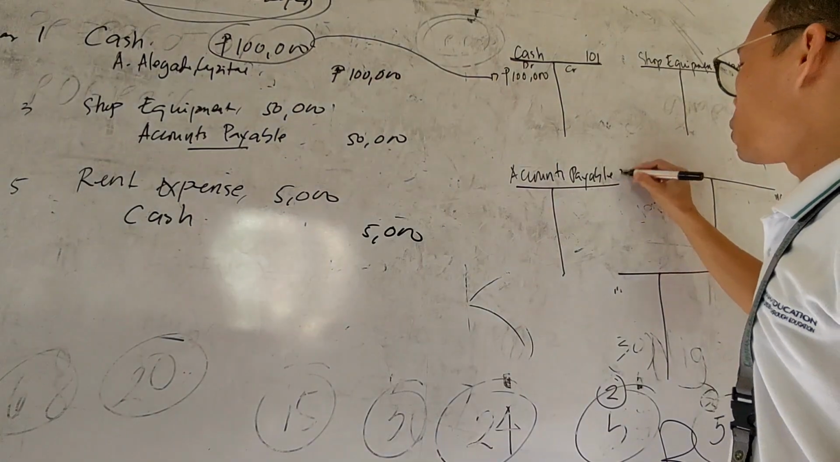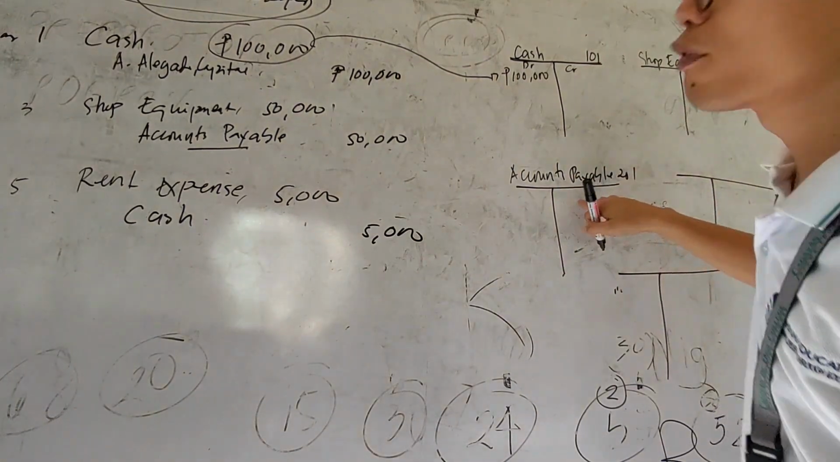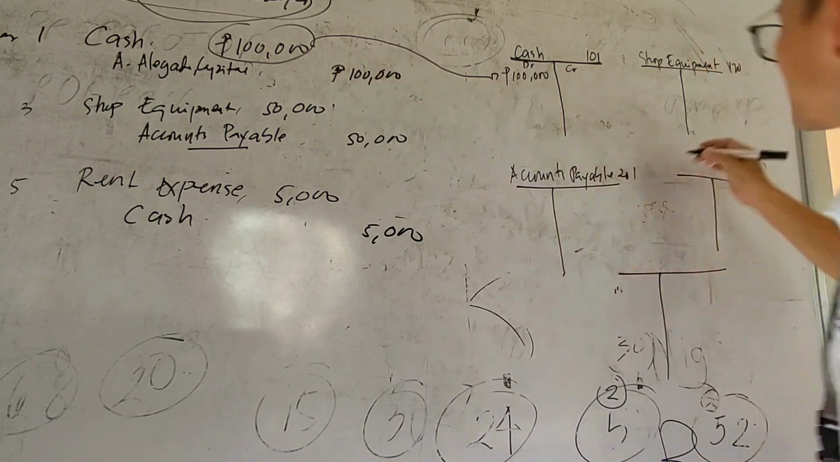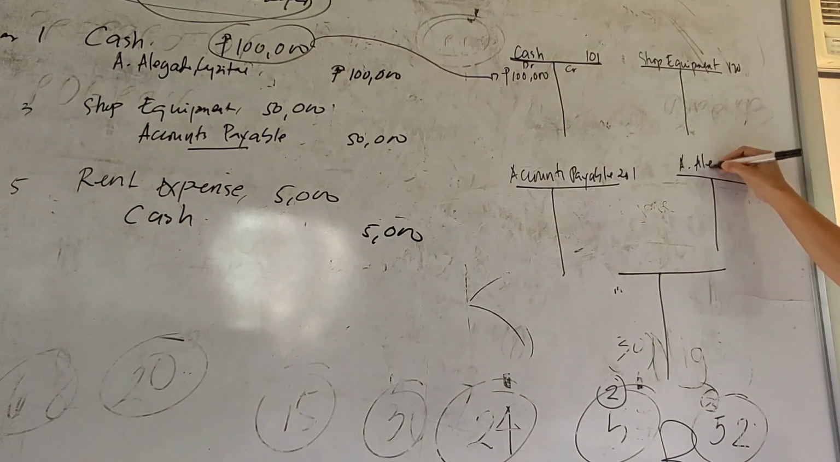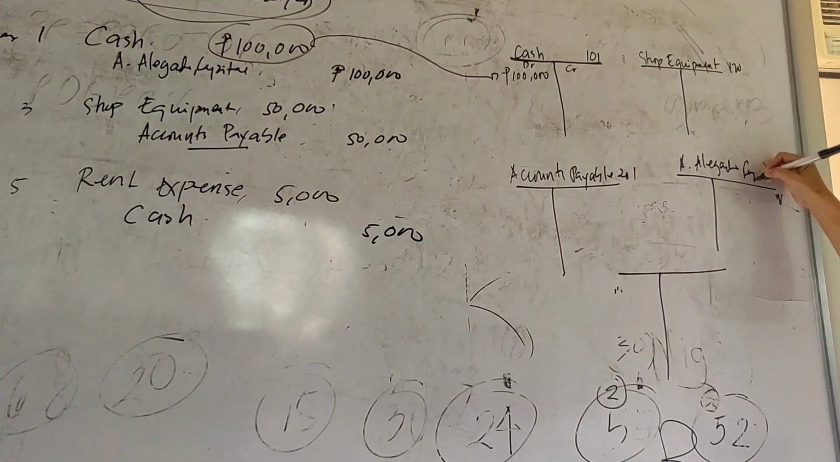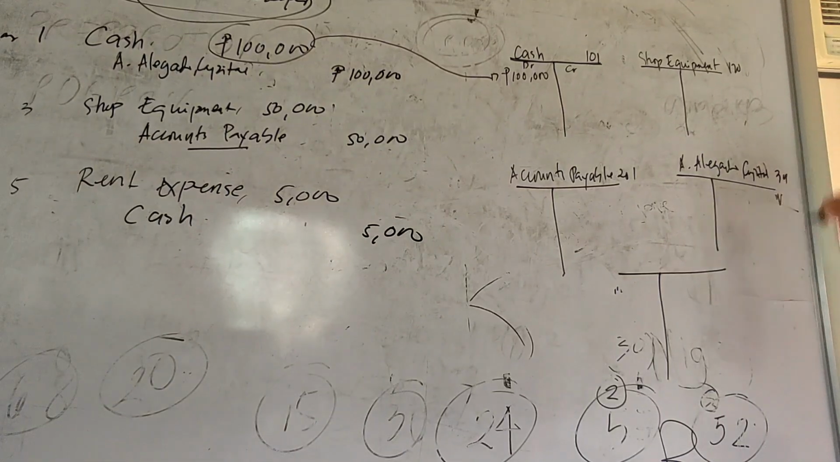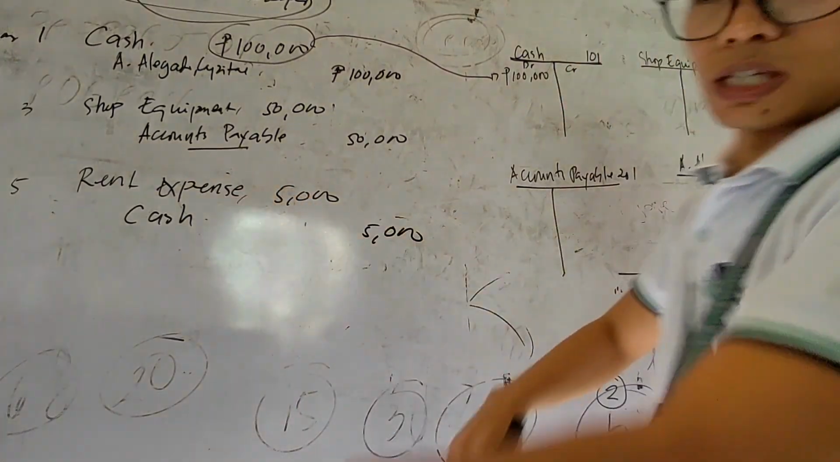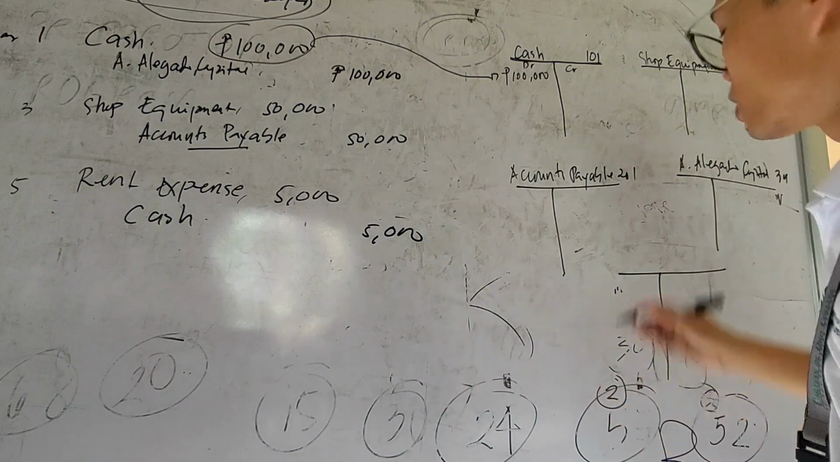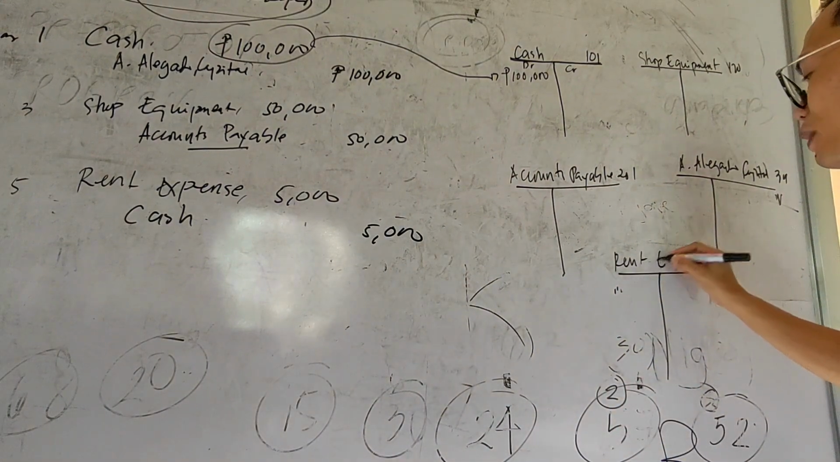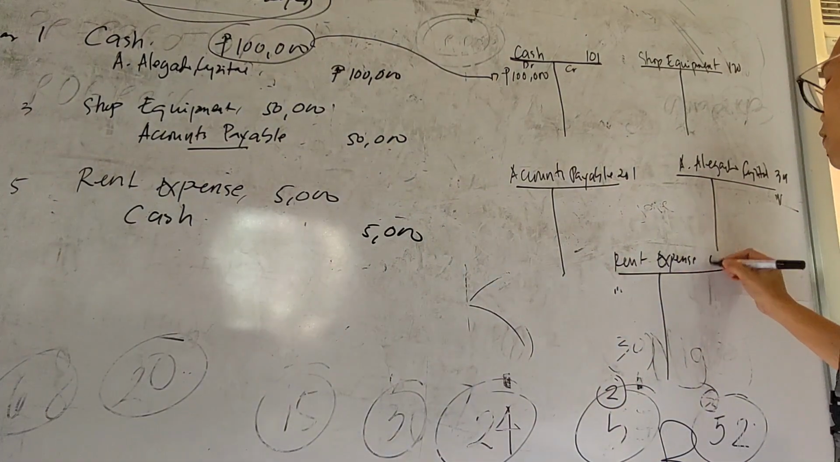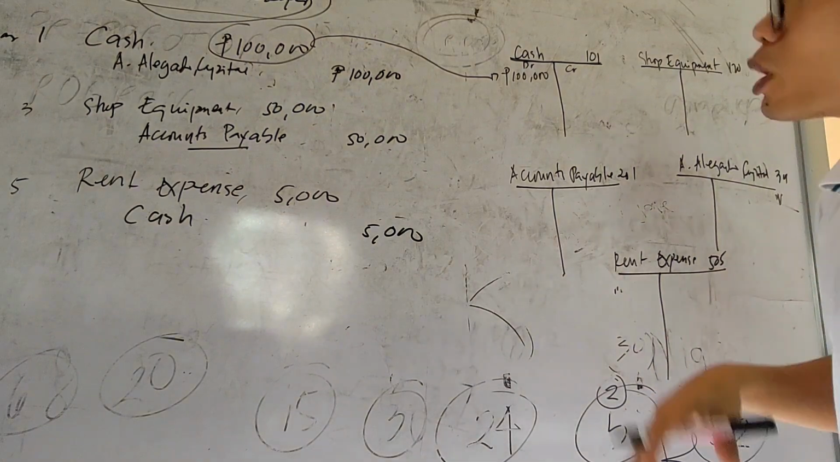Let's say 201. Next, after the liability is the capital account, Allegado Capital. Let's say 301. And the last one is the expense, since we don't have an income account. So we have the rent expense. It's 505, say for example.